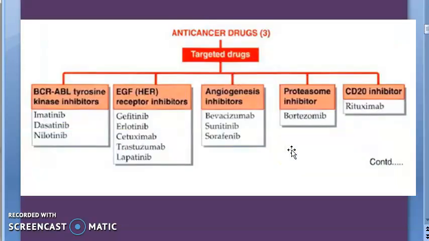Let's move on to the third diagram. However, this is for targeted drugs. In targeted drugs, just look at the headings. You can target the angiogenesis, so angiogenesis inhibitors, CD20 inhibitors, proteasome inhibitor, all are inhibitors only. BCR-ABL tyrosine kinase inhibitors, EGFR/HER receptor inhibitors, angiogenesis inhibitors. Do you know what these words are?